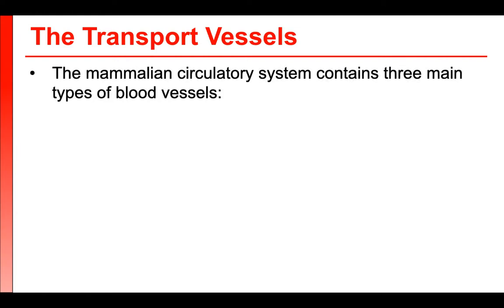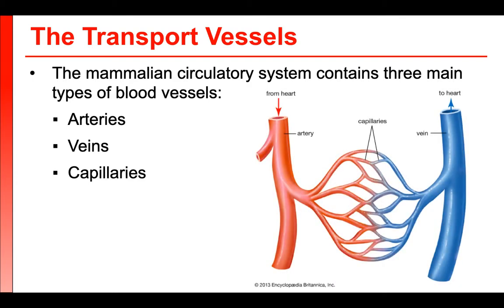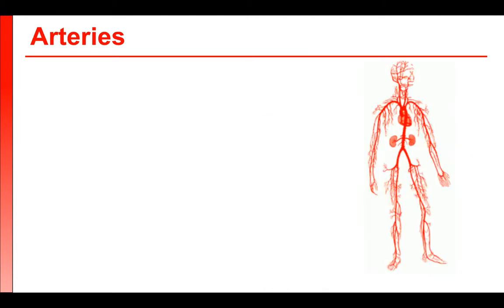So starting with the transport vessels, the mammalian circulatory system contains three main types of blood vessels. There are the arteries, the veins, and the capillaries. So this diagram shows the arteries, which are often shown in red, and they're carrying blood coming from the heart, then it goes into capillaries, and then back to veins and returns to the heart. So we'll look at each one a little more closely.